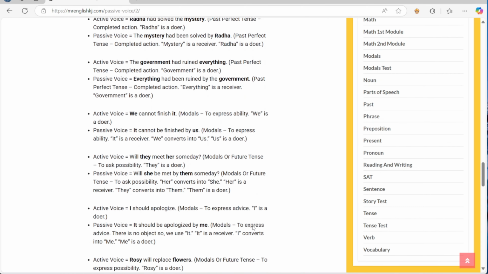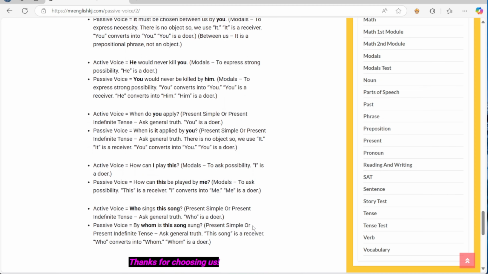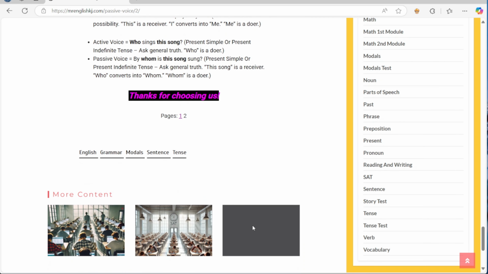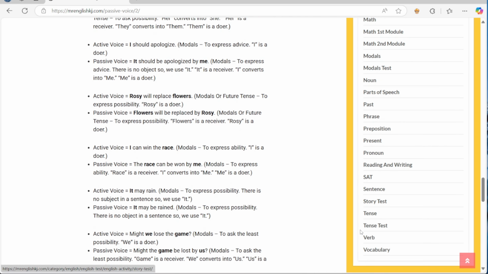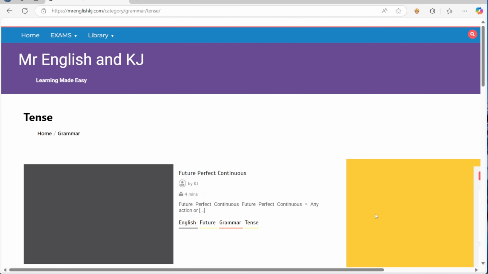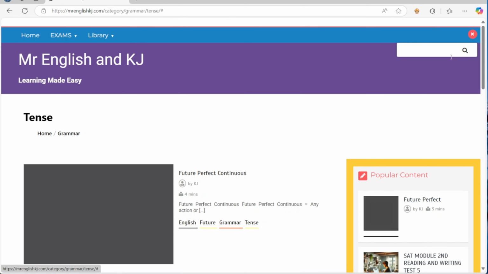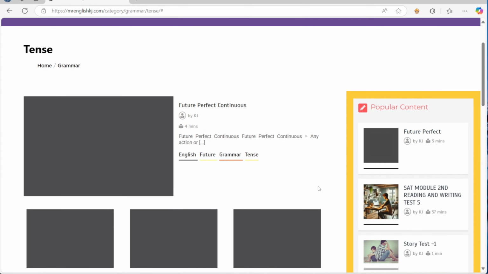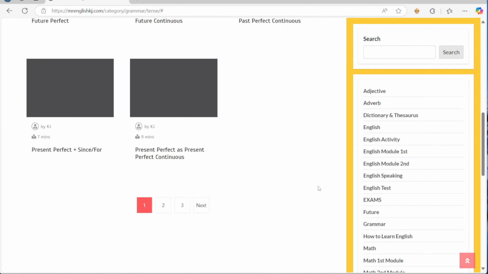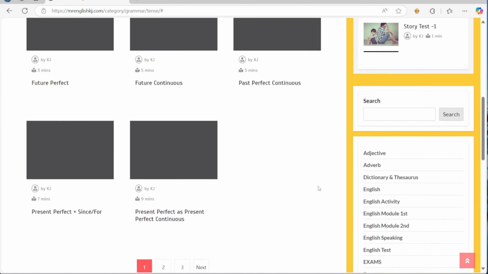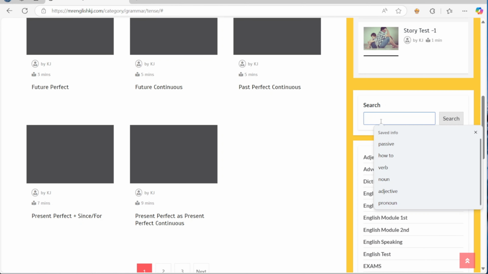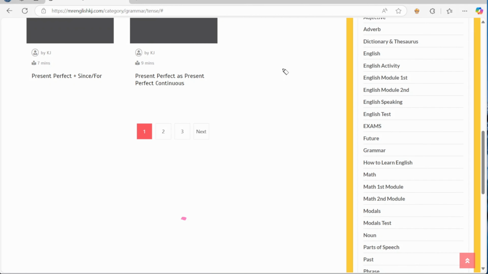Try to solve, try to understand, try to practice. I hope you will learn passive sooner. If you don't know tenses, obviously there are other things. You can click in the tense section, or you can go here and you can search tenses and click enter. There you can learn all about tenses. Okay. If you want to learn anything else apart from tenses, again you can search and learn, or you can go in these categories. I hope you like this video and you understood it.